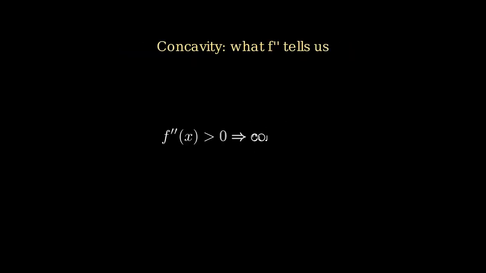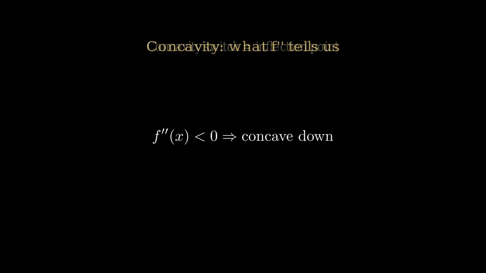Now concavity. The second derivative tells us how the curve bends. Where f double prime of x is greater than 0, the curve is concave up. Where f double prime of x is less than 0, the curve is concave down. A point where the concavity actually switches from one to the other is called an inflection point.